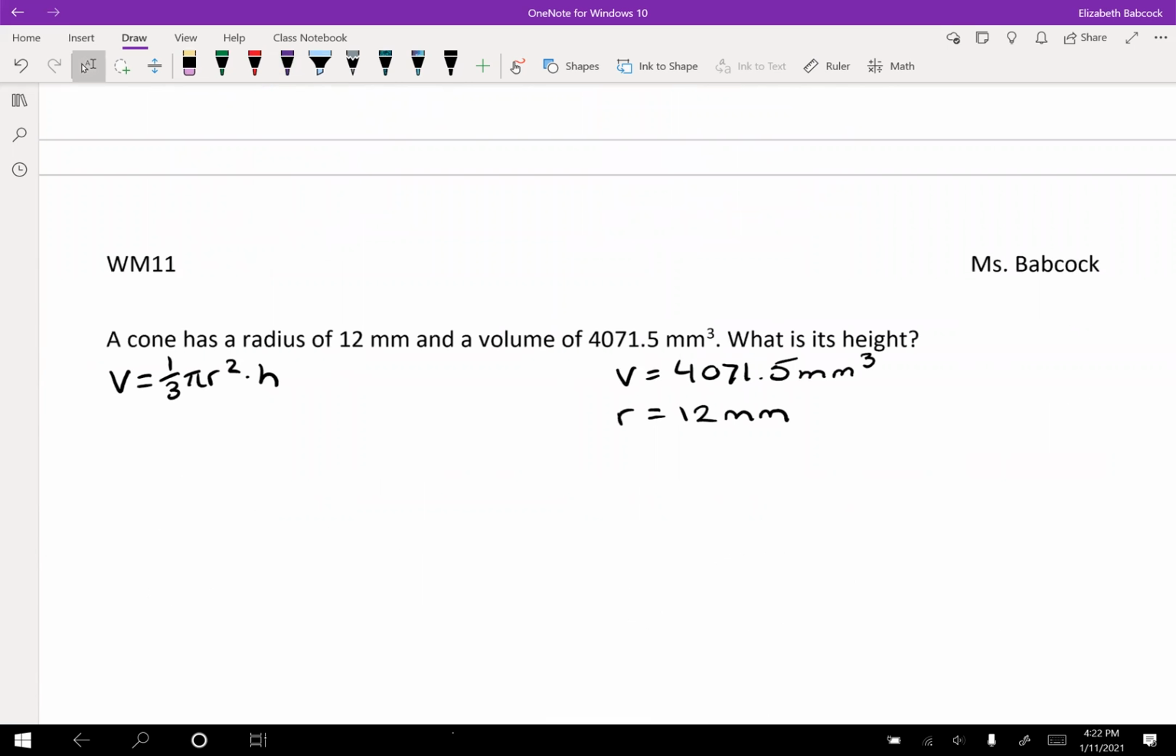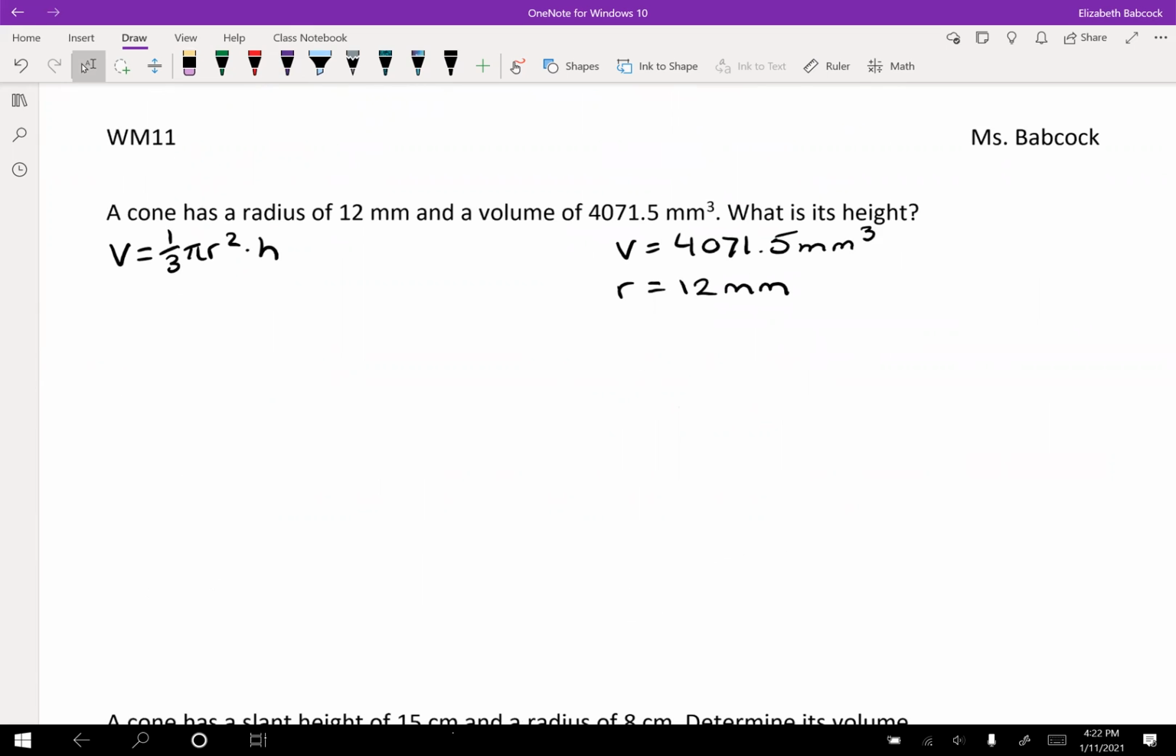Okay, last page, we are dealing with cones. Okay, so, now we're given the volume, though, when we need to solve for the height. Well, let's plug in what we have in our equation and isolate it and solve it out. So we know our volume is 4,071.5. We know our radius is 12. We don't know our h. Since we only have one unknown in the equation, we can solve it.